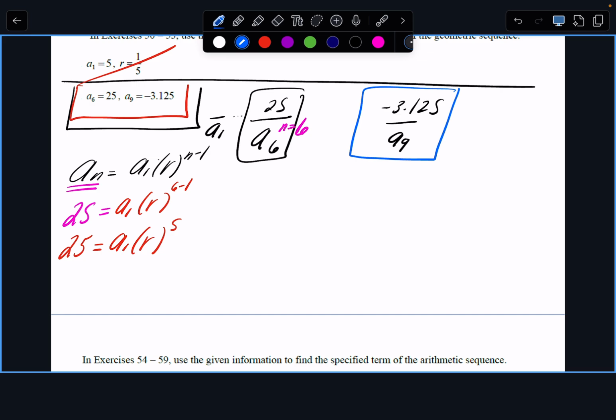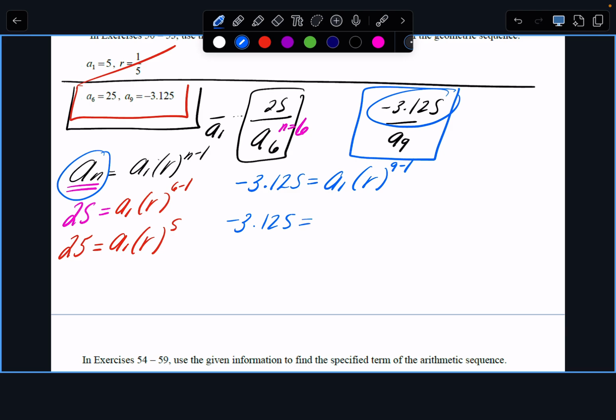Sometimes, remember, there's been a few where one or the other, we actually had enough info. Okay, so let's do it again. a sub n is negative 3.125 equals, we don't know a sub 1, we don't know r, but we know n is 9 minus 1. So that'd be negative 3.125 equals a sub 1 times r to the 8th.